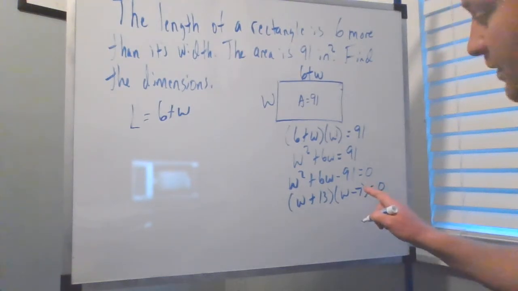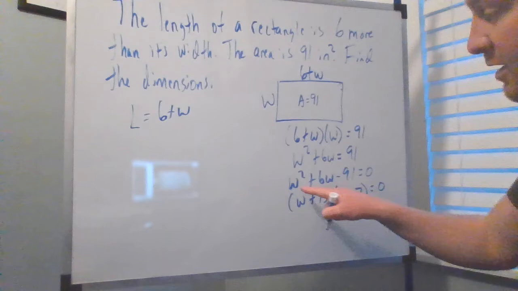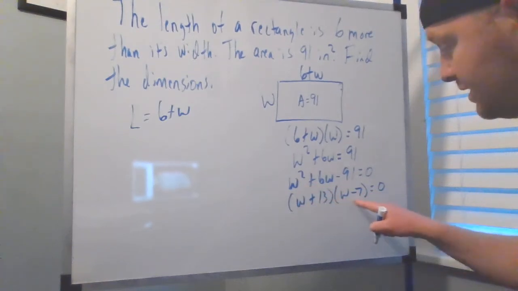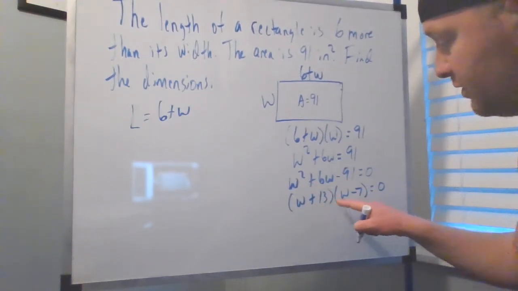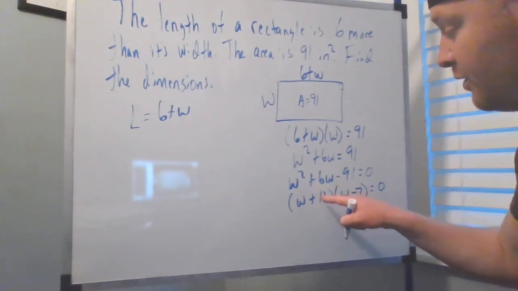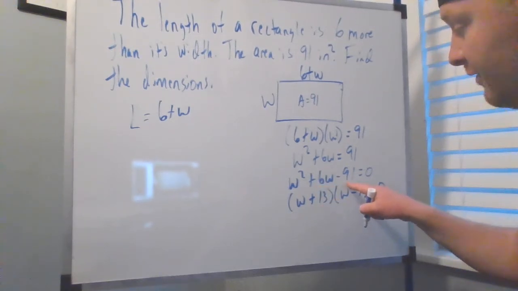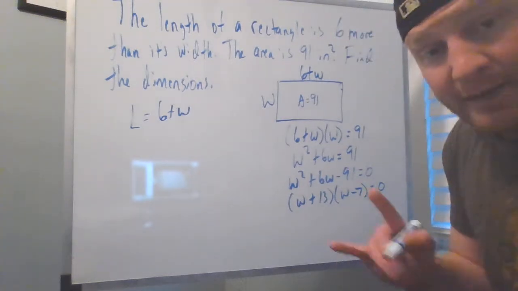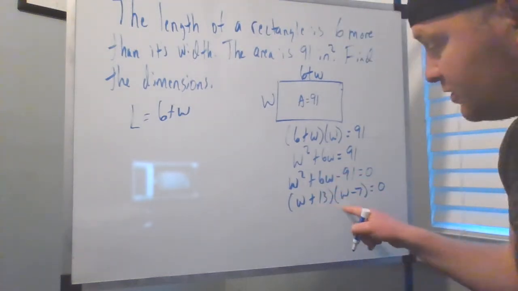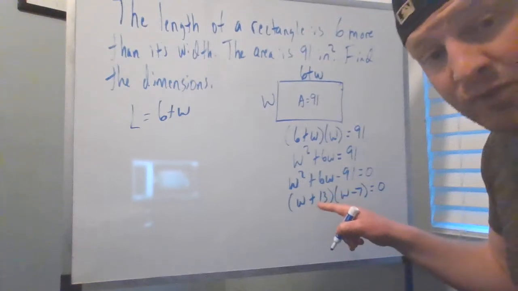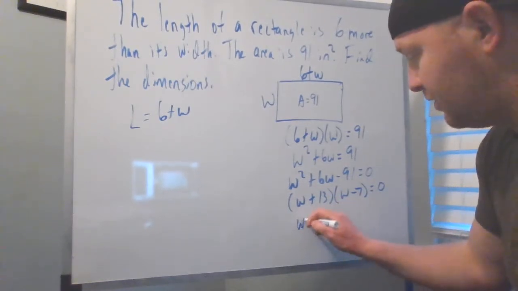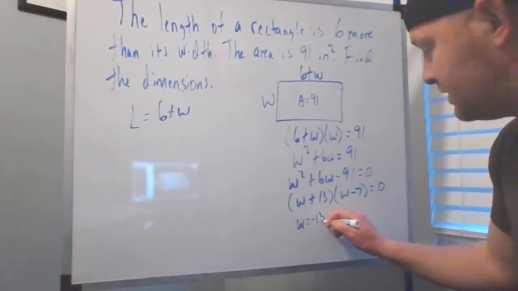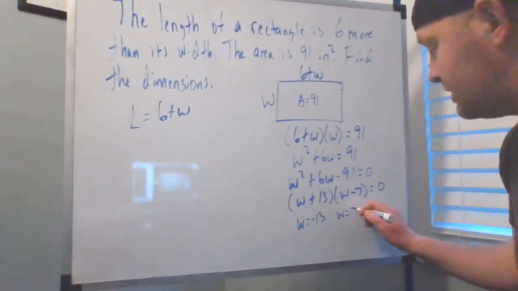Because I know that this times this is w squared, this times this is negative 7w, plus 13w makes a positive 6w, and this times this is negative 91. Now, here's where you got to think rationally, okay? Yes, we have 2 answers here, but only one of these answers will actually work. I know this w is equal to negative 13, and I know this w is equal to 7, to make this quadratic work.